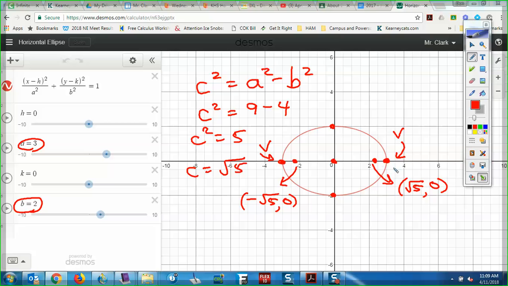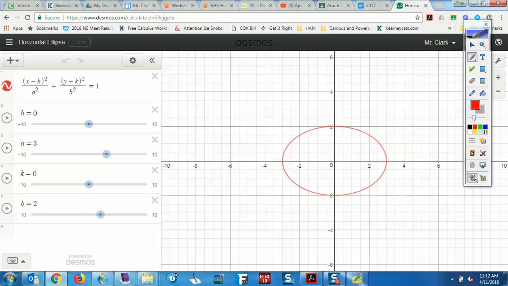Okay, but vertices are the endpoints of the major axis. Okay, and then of course, when the bigger number is under the x, that tells you what direction to go with your A, right? And so that's a horizontal ellipse.